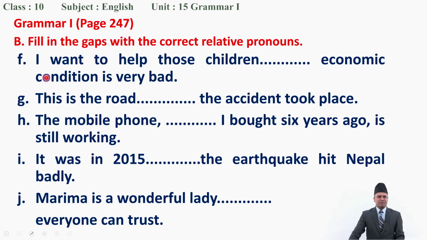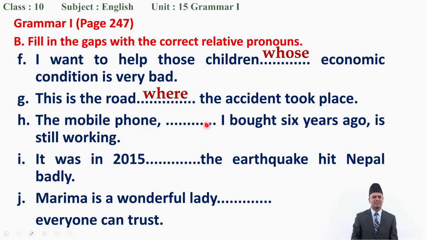Next question: I want to help those children, economic condition is very bad. Yes, economic condition, again here it is possessive. Guess it? Yes, that's whose. Very good. And the third one is where, because it's a place. A place indicates where. A mobile phone, you can easily recognize which or that.